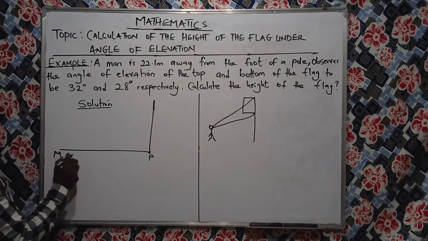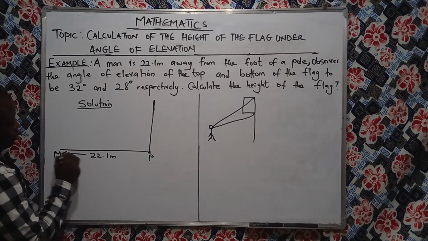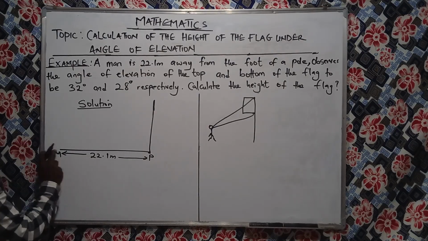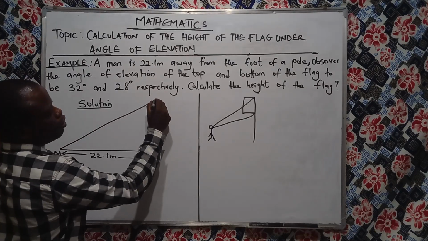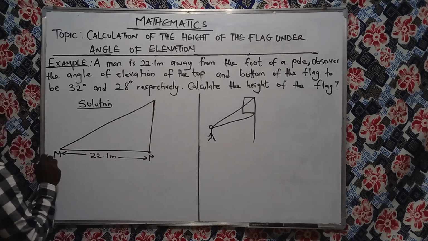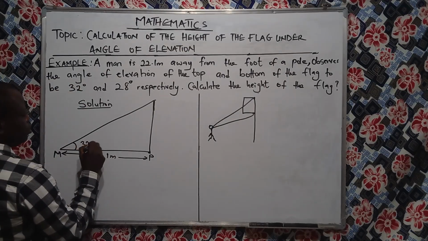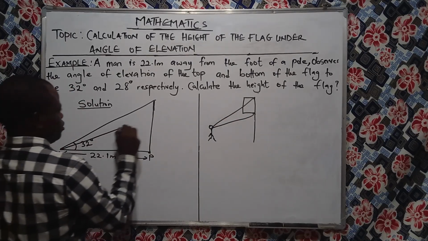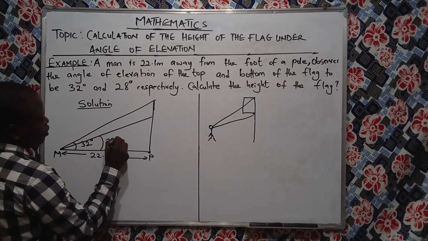I told you that a man is 22.1 meters away from the foot of the pole. You observe the angle of elevation. He looks up at the top and the bottom of the flag. The first one goes to the top of the flag, 32 degrees. And he looks at the bottom of the flag at an angle of 28 degrees for the second one.